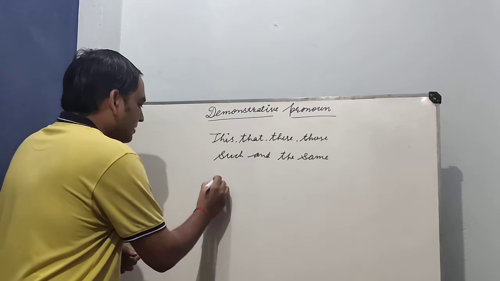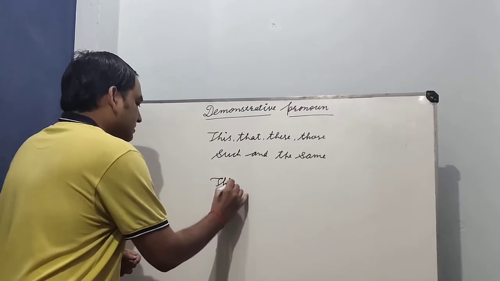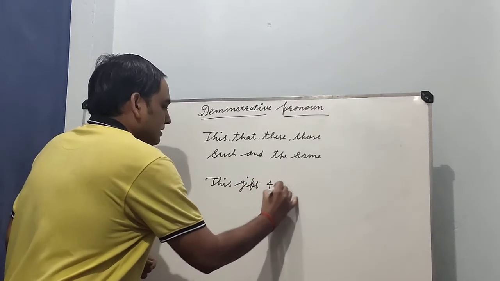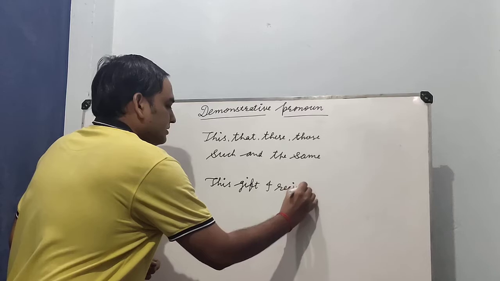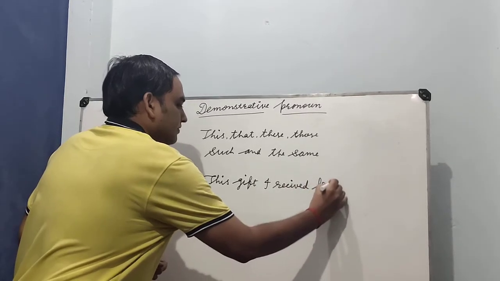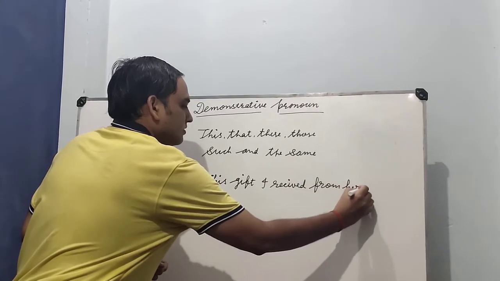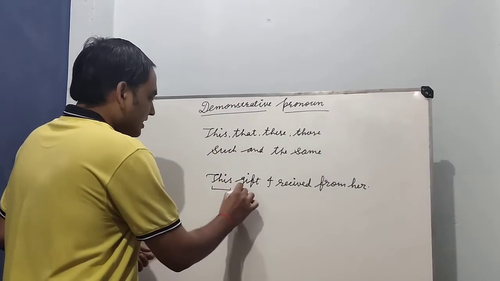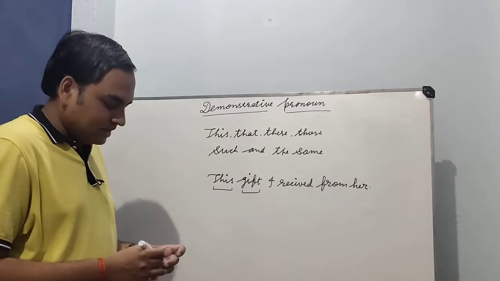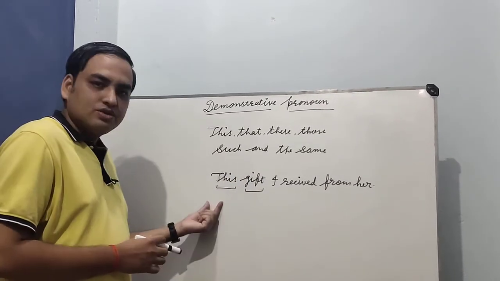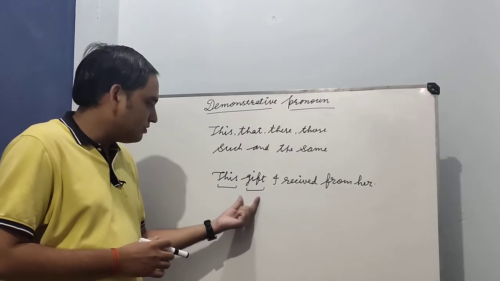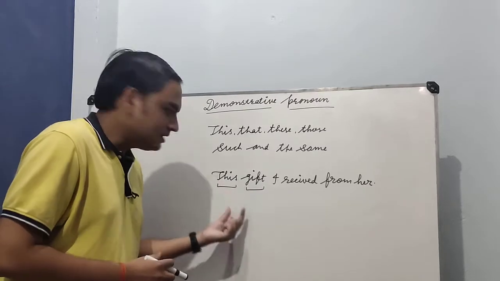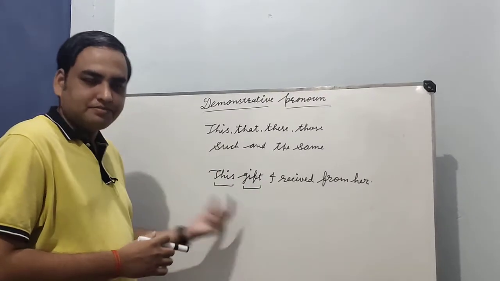Suppose I am writing an example here: This gift I received from her. Okay, this is a sentence. Here you can see that this is used and gift is a noun. The word is used before a noun and qualifies this noun, so it becomes an adjective. It means that this acts as an adjective here.